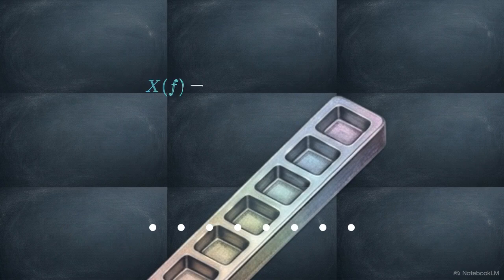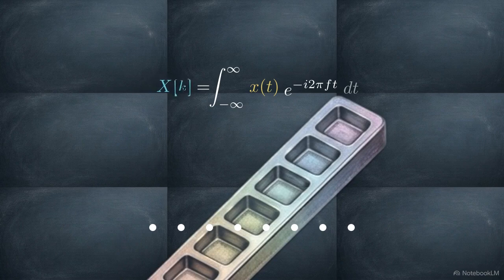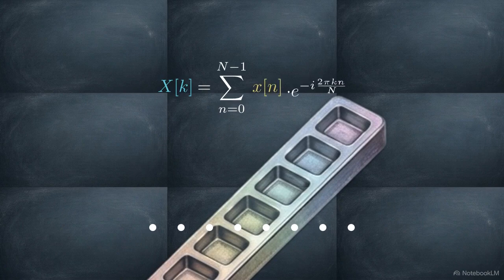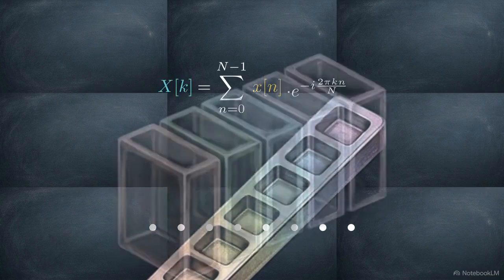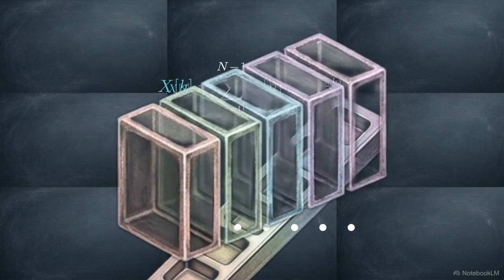To accommodate digital hardware, the continuous formula is adapted into the discrete Fourier transform. Capital X of k equals the sum from n equals 0 to N minus 1 of x of n times e to the negative i 2 pi k n over N. The continuous signal x of t becomes x of n, representing our individual data samples. The continuous frequency f becomes k, mapping into discrete, separated frequency bins.